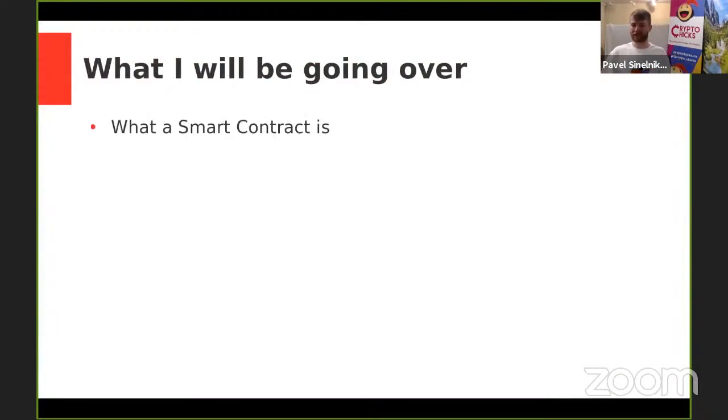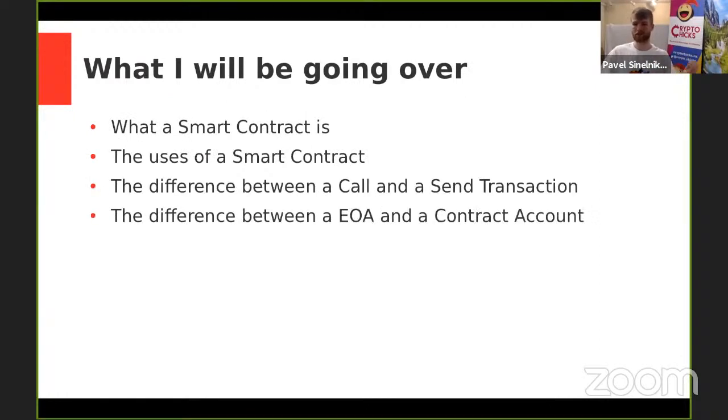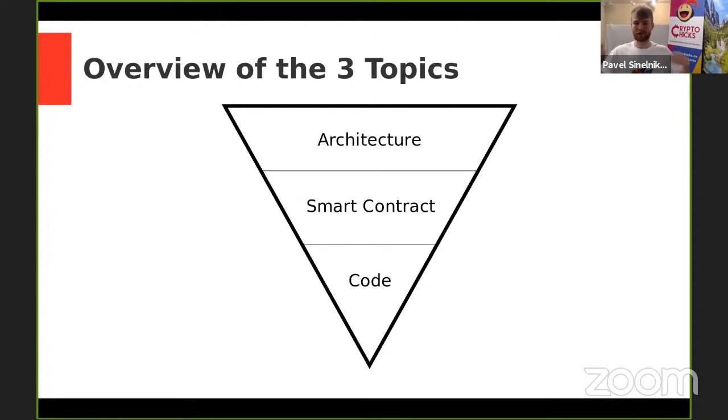I'll be going over what a smart contract is, the uses of a smart contract, the difference between a call and a send transaction, as well as the difference between an externally owned account and a contract account. And I also will go over why we should not store a large amount of data on the blockchain. So today we'll be going over three main topics: the architecture, the smart contract, as well as a bit of the coding aspect. And hopefully these three perspectives will give you a whole idea of what a smart contract is and what it can do for you.